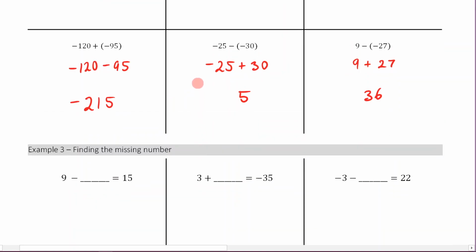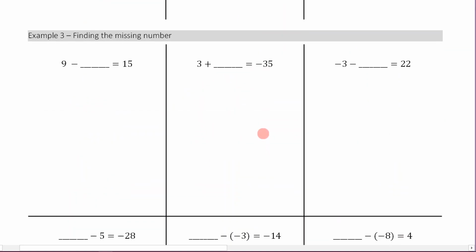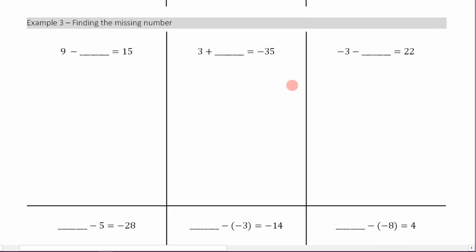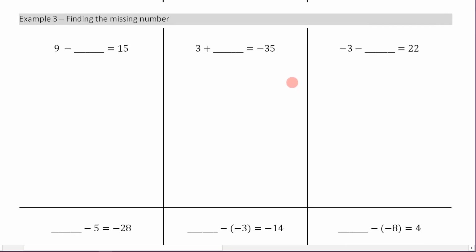All right. Let's go through some of these in which we're trying to find the missing number. Sometimes these can be a little tricky, but if we take our time, we'll be fine with it.